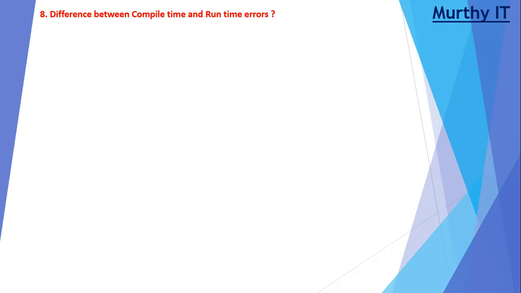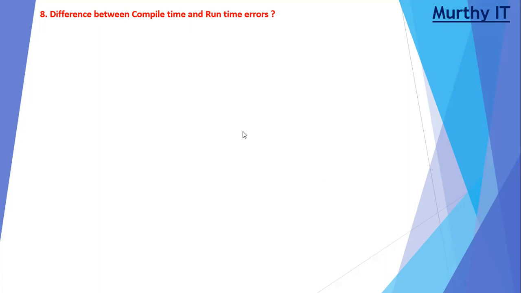So today I am going to explain some of the frequently asked interview questions. Already I have explained and uploaded some of the videos and I'm doing a continuation. So what is the difference between compile time errors and runtime errors?